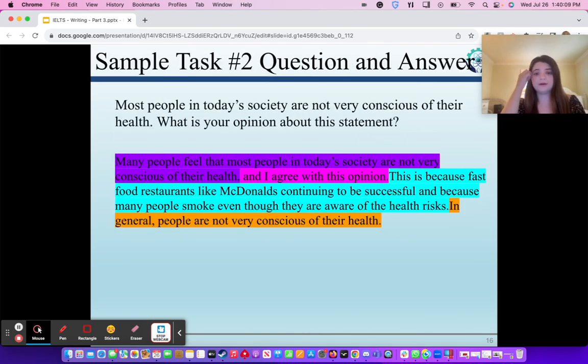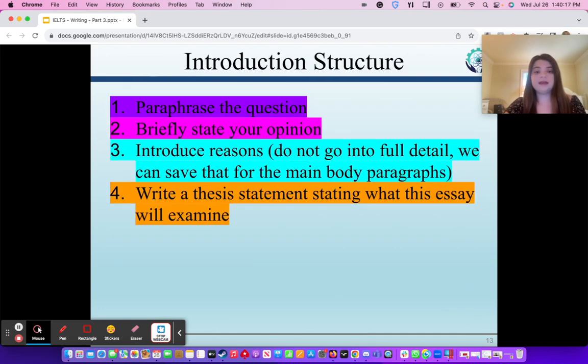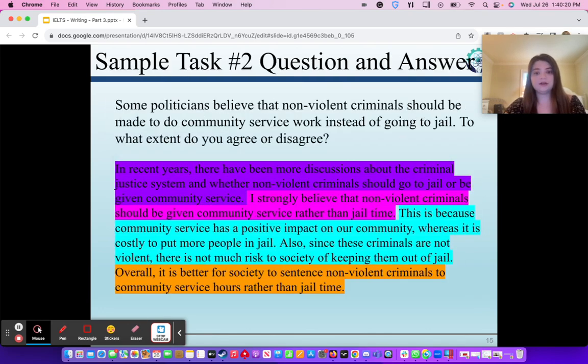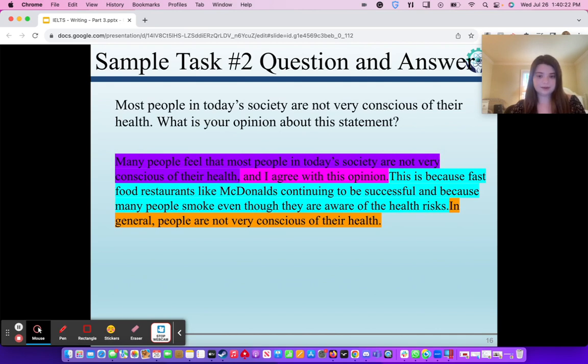So in purple, I'm paraphrasing my question by saying, many people feel that most people in today's society are not very conscious of their health. And then pink is briefly state your opinion. So I include in the same sentence, and I agree with this opinion. Then the blue is briefly stating my reasons for agreeing with this opinion. And I say this is because fast food restaurants like McDonald's are continuing to be successful, and because many people smoke even though we're aware of the health risks. So there we go. Two reasons.